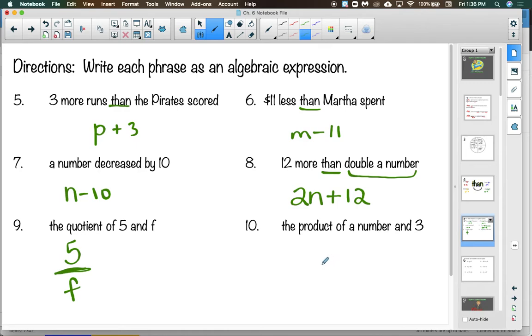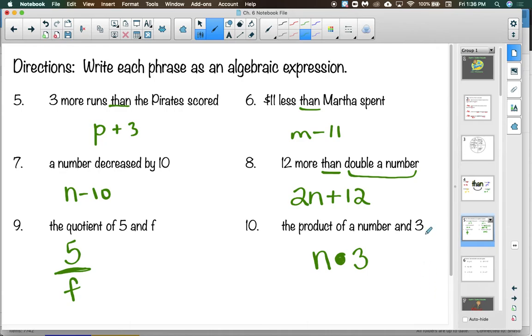Number 10, the product of a number and 3. Product is a multiplication word. I don't know what the number is, so I will use n, and I am going to multiply, because that's what product tells me to do. I'm going to multiply n times 3.